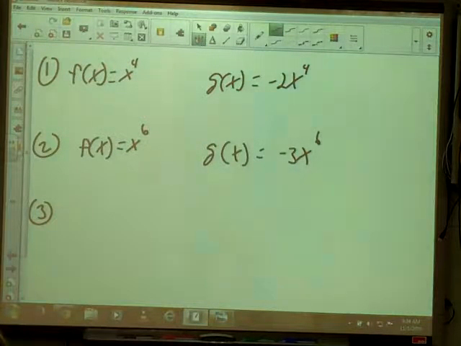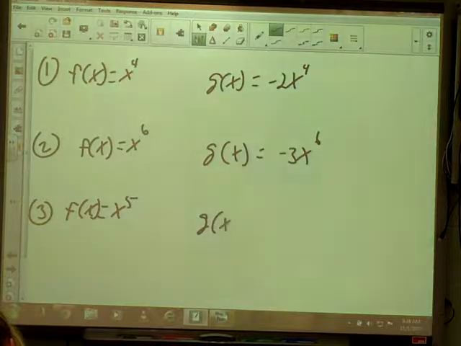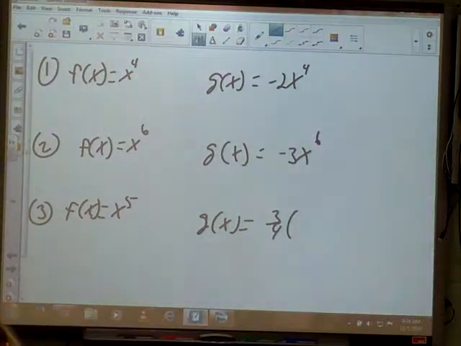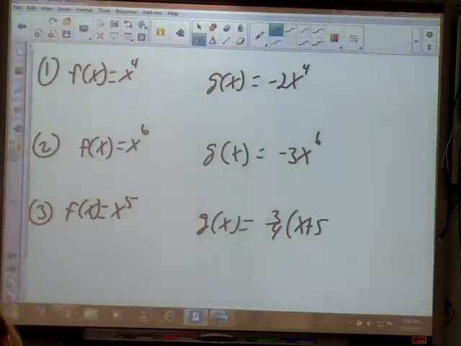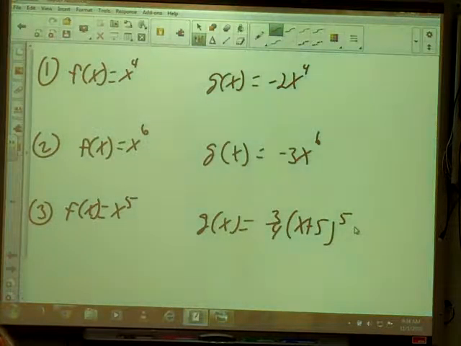Last one, let me find one a little different. F of x is x to the 5th, and g of x is 3/4 times x plus 5 to the 5th. Alright, describe what happened on those.